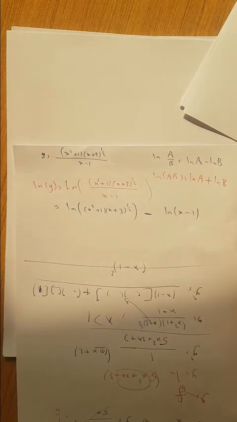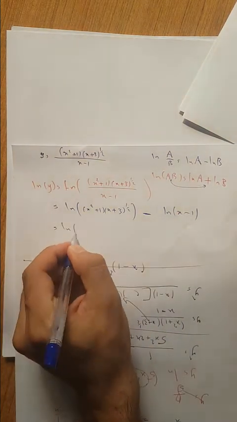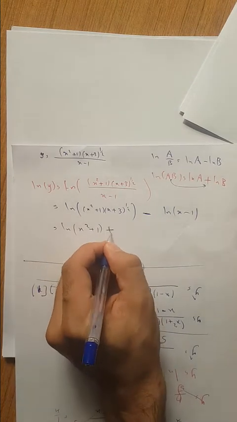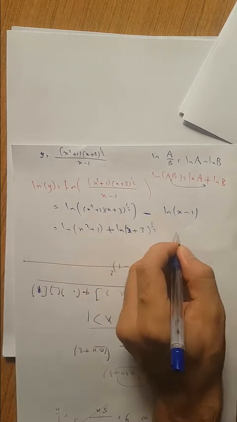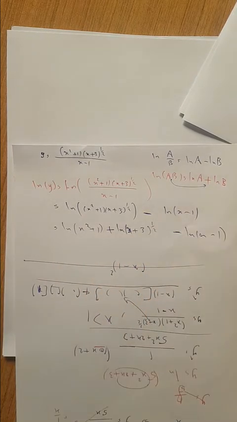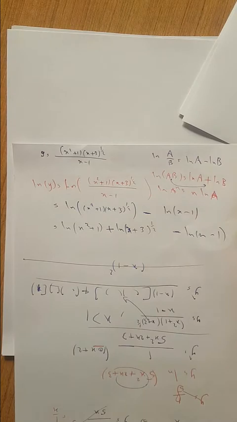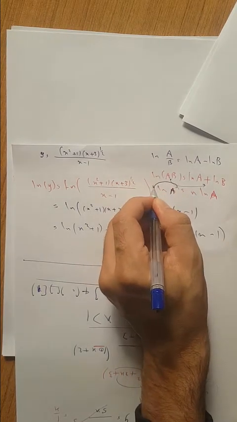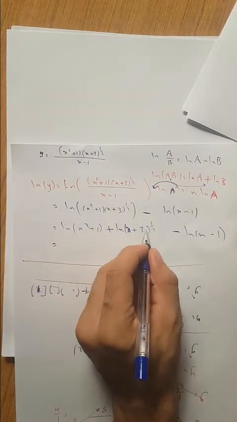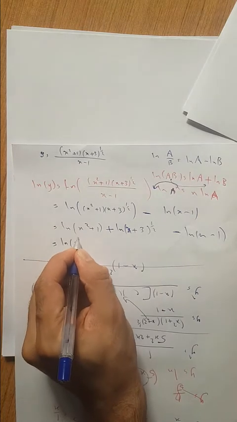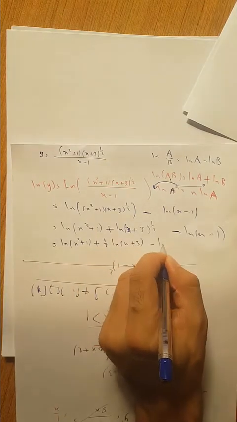And also I know the ln of a times b will be ln a plus ln b. So if we have a multiplication, we can change it to addition. So plus ln of x plus 3 to the 1 over 2, minus ln of x minus 1. And also I know the ln of a to the n will be n times ln a. The power can directly be brought down to the front. So this 1 over 2 can also come down, plus 1 over 2 ln of x plus 3, minus ln of x minus 1.